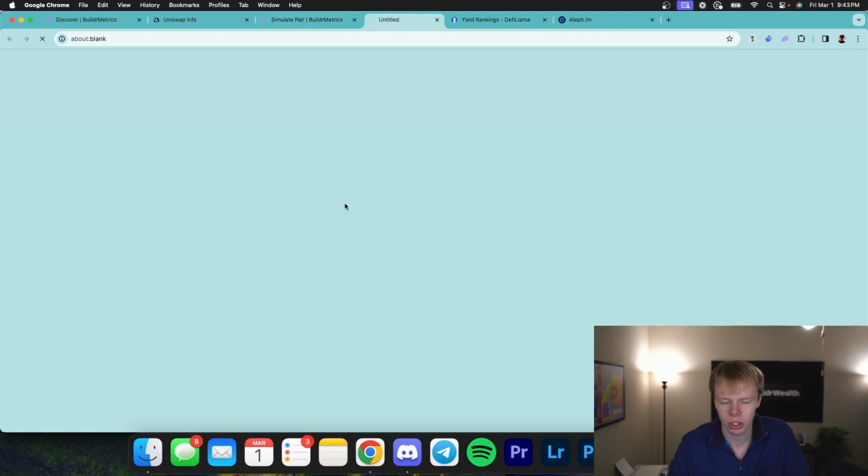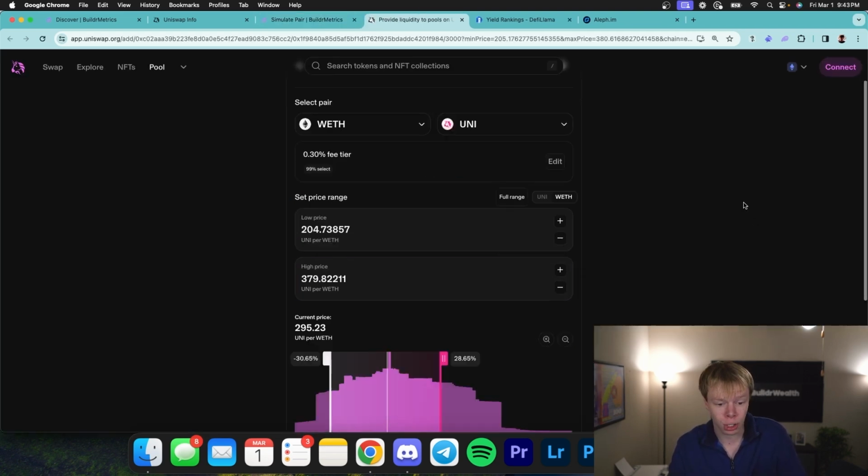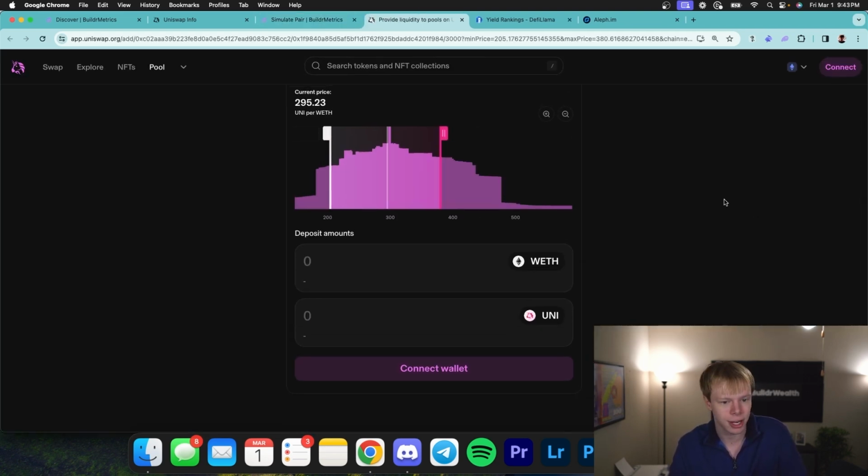Assuming we like this position, we just hit create position, brings us over to Uniswap, and we are able to actually enter into this position.